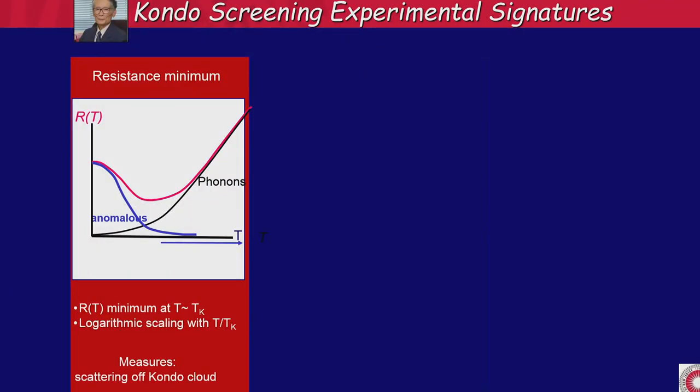What are the experimental signatures of Kondo screening? This was found a long time ago. So you look at the resistivity in a metal that has magnetic moments. The resistivity goes down as your phonons are freezing out. If it were a metal without magnetic impurities, it just goes to zero. If there are magnetic impurities, you hit the Kondo temperature scale, and the resistivity goes up. The reason it goes up is this Kondo cloud of electrons that provides extra scattering, and that scattering increases as you decrease the temperature. So the canonical signature of Kondo screening is a minimum in the resistivity as a function of temperature.